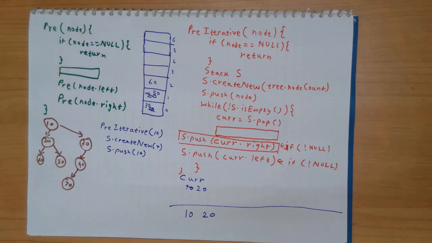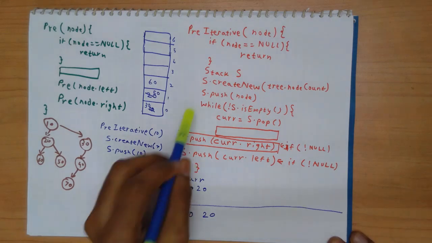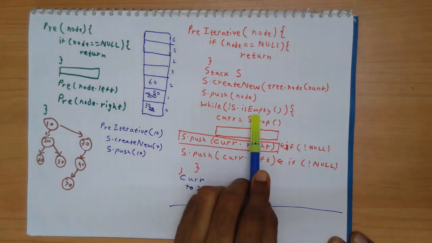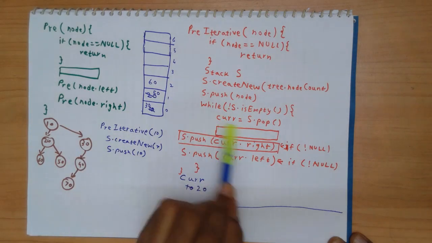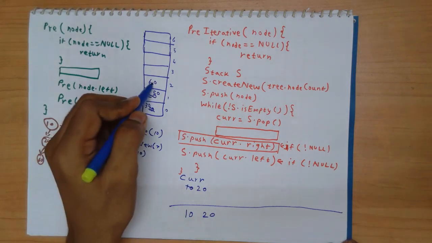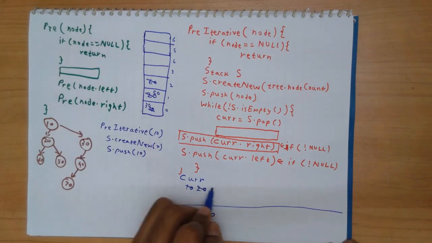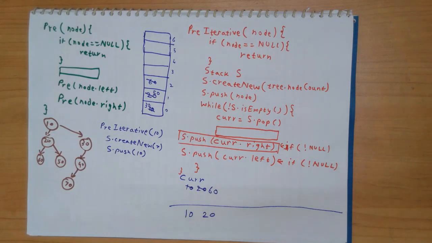Okay, and then I reach the end of the loop. I go back to the beginning of the loop. Is my stack empty? No, it has 3 elements, so I come inside and I pop an element. So now 60 is gone from the stack, so my current becomes 60. Okay, and then I do the node specific action, which is printing.